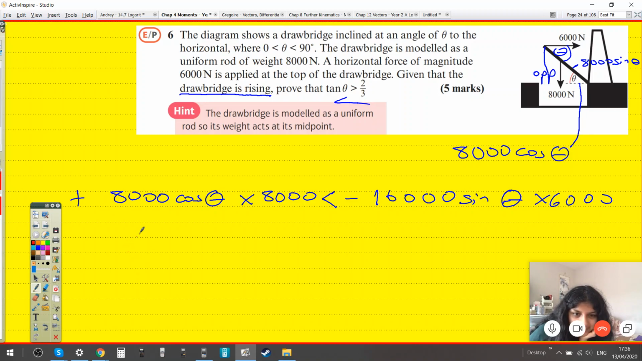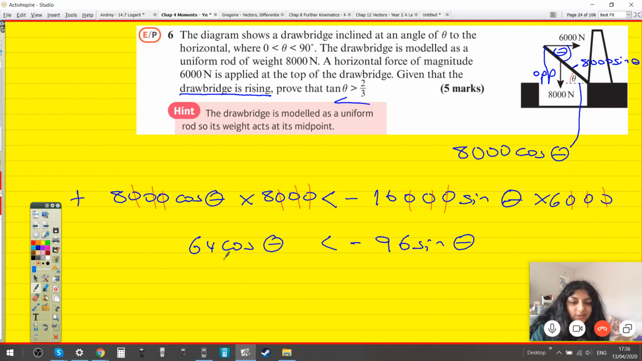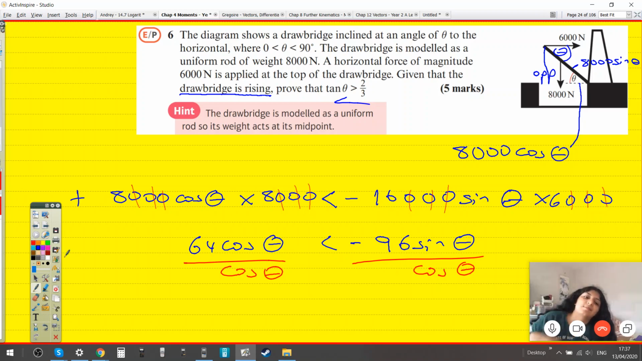So 64 cos theta on one side, and then 16 times 6, 96 sine theta. What next? You could divide by 64 because 96 divided by 64 is 1.5. Or you could just divide by 64 cos theta on both sides. Because then you'd have 1 minus 1.5 tan theta. Why don't you just divide by 64? Okay. So then we get 1 is less than 1.5 tan theta.